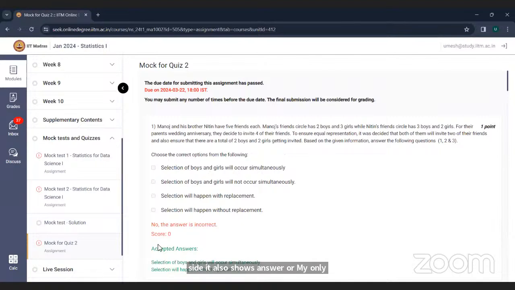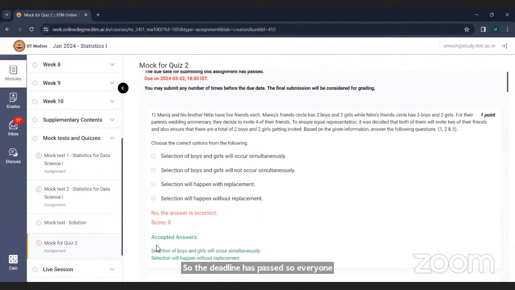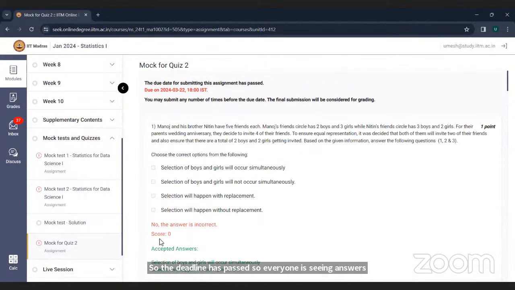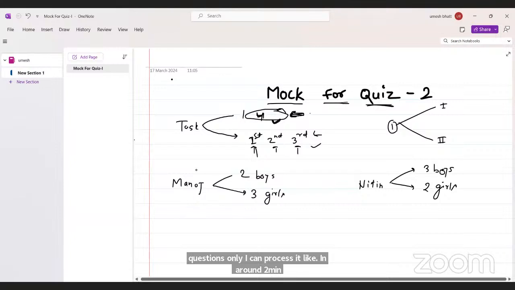So the deadline has passed, so everyone is seeing answers at this moment. Okay, so the answer is already displayed. If you want a single-page PDF of the questions only, I can process it in around 2 minutes if you want. Okay, just give me two minutes.